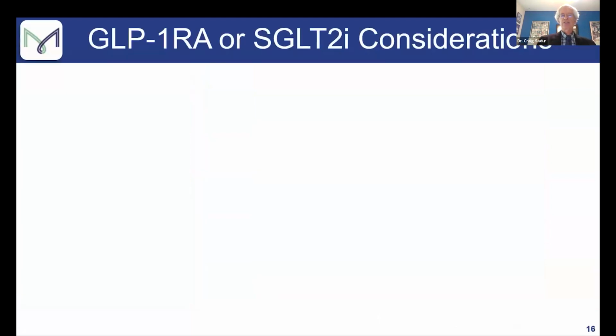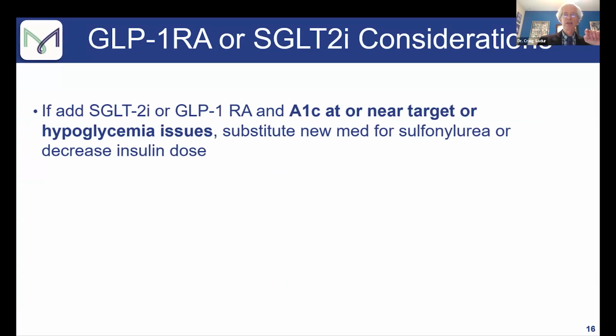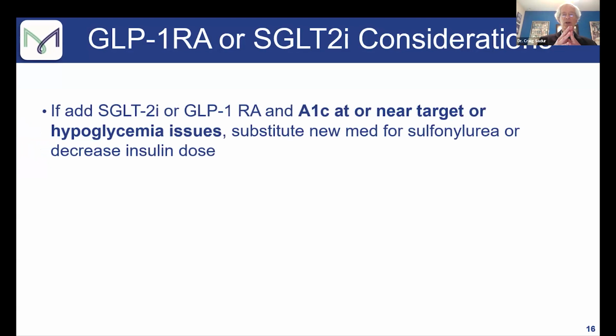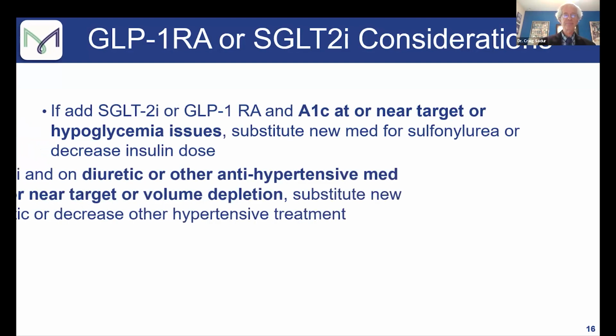GLP-1 receptor agonists and SGLT2 inhibitor considerations, things to keep in mind if you're going to add these. So if you're going to add one of these drugs and the A1C is at or near target, but you're giving it because of cardiorenal concerns, or if the patient has had hypoglycemia issues, when you add one of these medicines, and if a patient's on sulfonylurea, probably best to stop it. And if the patient's on insulin, consider decreasing that dose and, of course, monitoring.